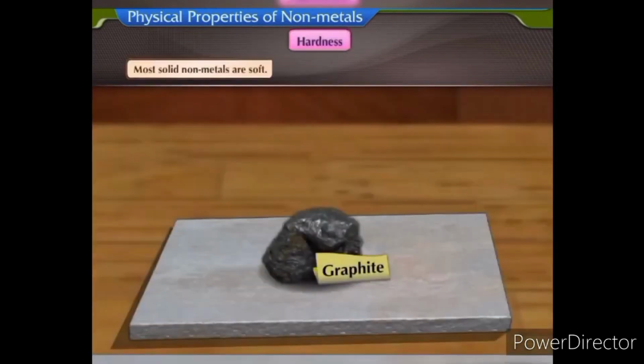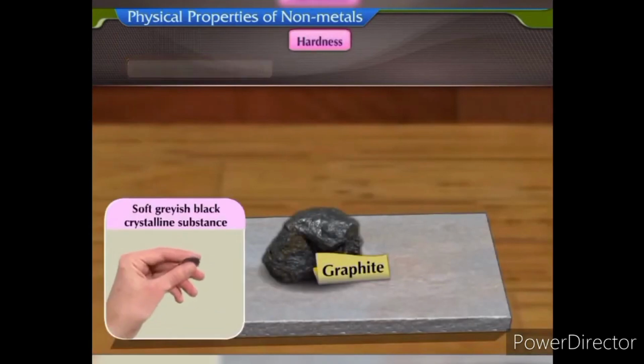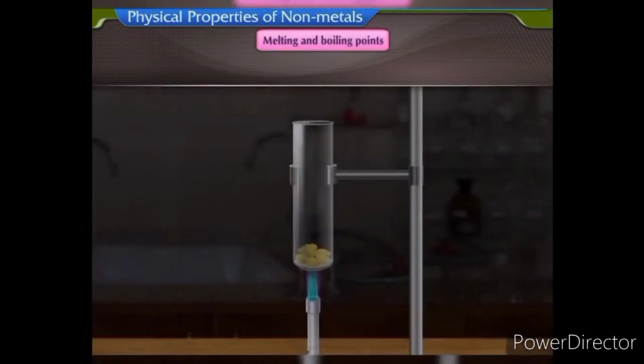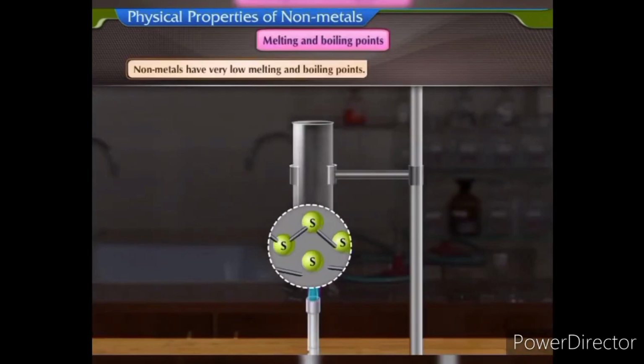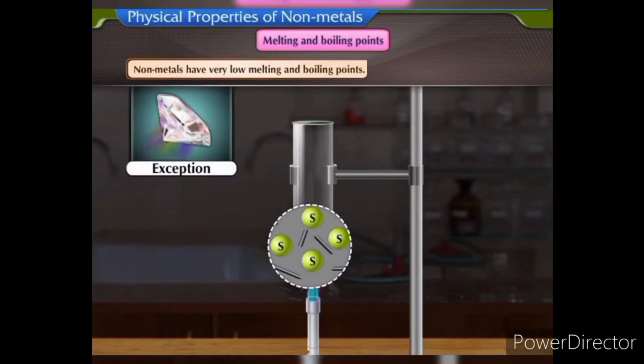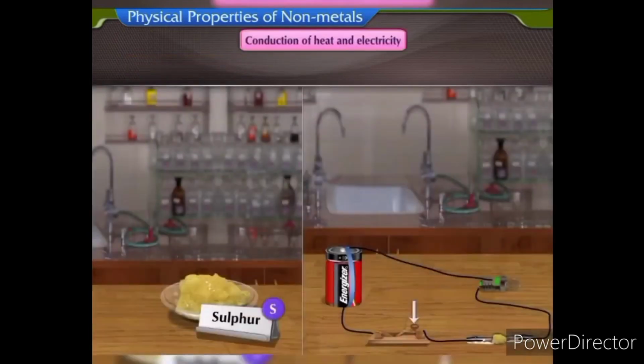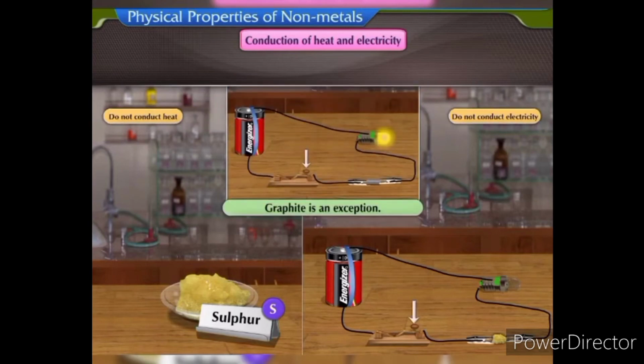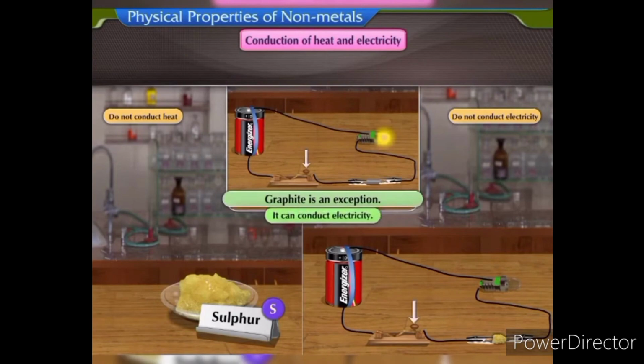Hardness. Most solid non-metals are soft. Carbon in the form of diamond is an exception. It is extremely hard. Melting and boiling points. Non-metals have very low melting and boiling points. Diamond is an exception. It has a high melting and boiling point. Conduction of heat and electricity. Non-metals do not conduct heat and electricity. Graphite, an allotrope of carbon, is an exception. It can conduct electricity.